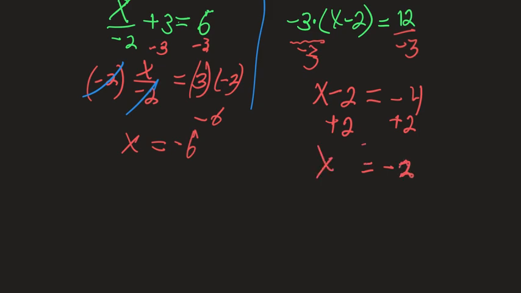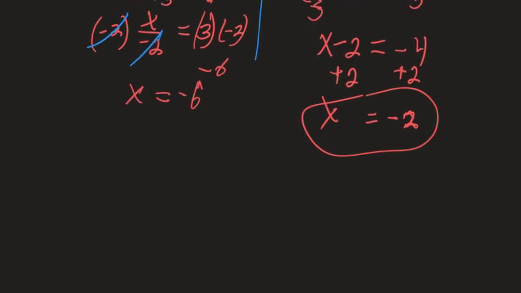How do we know if it's the answer? We check it up here. We can put negative 2 in the equation. That's negative 3 times negative 4. That's 12. Yeah, it works, for example.